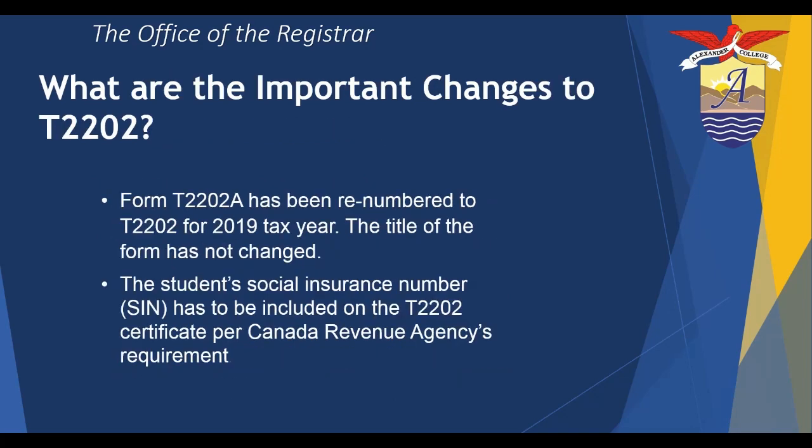What are the important changes coming to the T2202? The form T2202A has been renumbered to T2202 for the 2019 tax year. The title of this form has not changed, just the numbering system. The student's social insurance number, or SIN, has to be included in the T2202 certificate per Canada Revenue Agency's requirements.